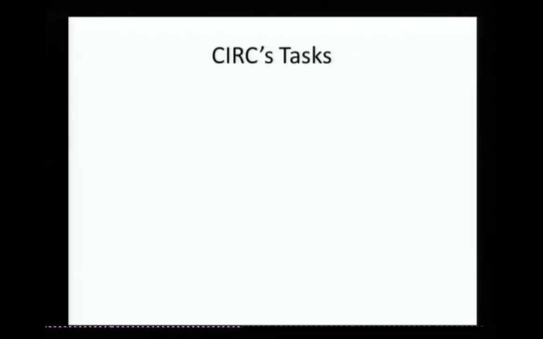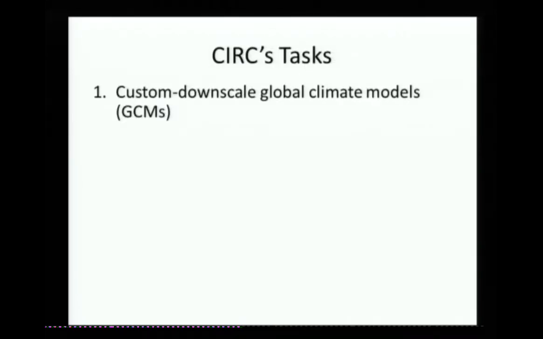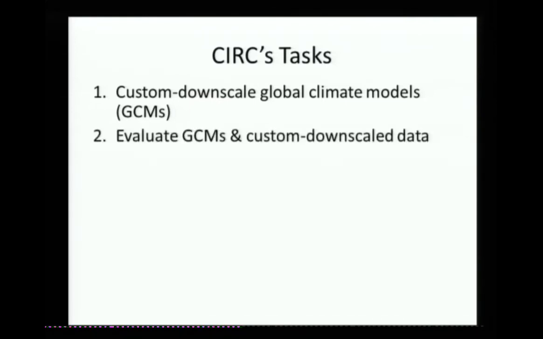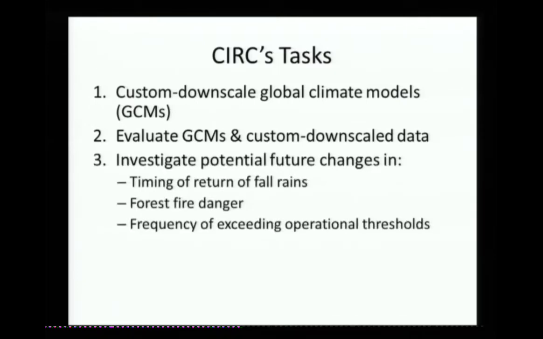CIRC's tasks in this project are, one, to downscale the global climate models and tailor them for use by SPU's models. I'll go into some detail about that later. Secondly, to evaluate the GCMs and the custom downscaled data, testing: how good is this data? Is this data good? And also, which models are producing observed climate better than others? I'll talk about that a little bit too.